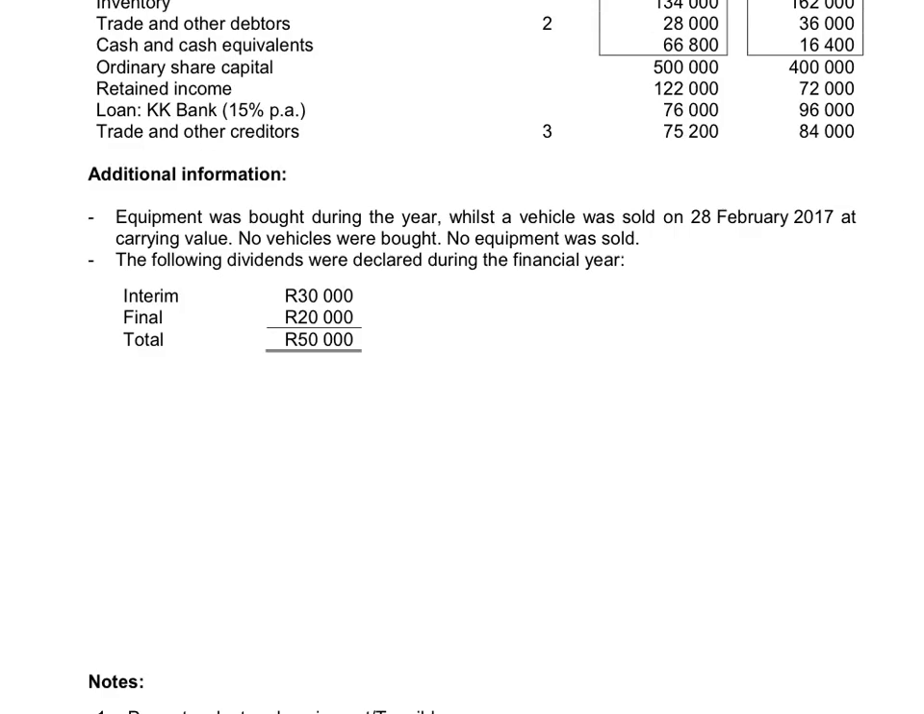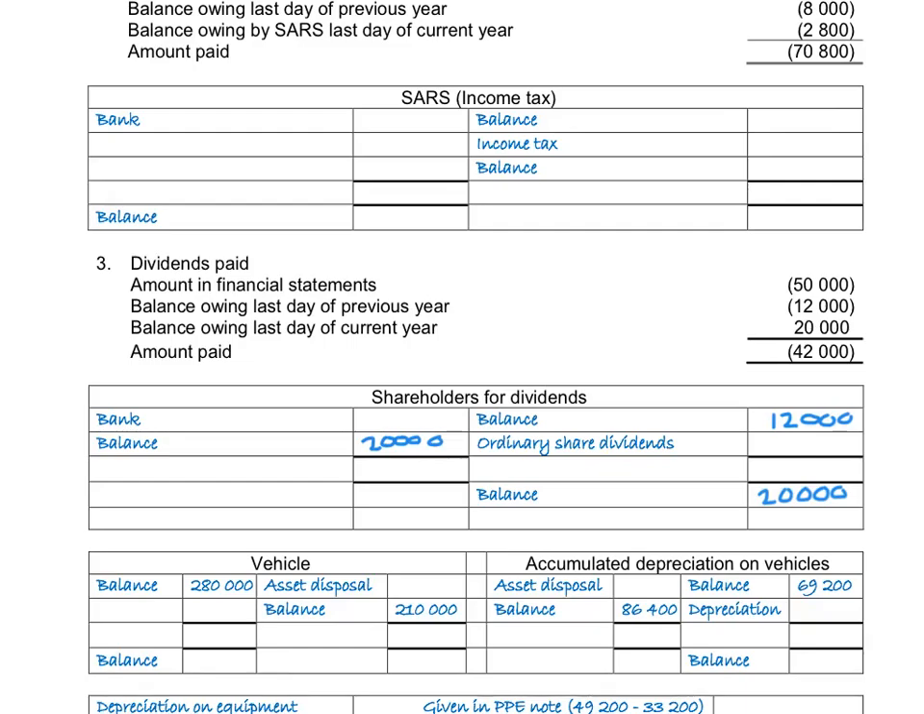In the information, they told us that we paid out a total of 50,000 that was declared during the current year. So this must be transferred to the shareholders for dividends account. And I will debit my ordinary share dividends account and credit the shareholders for dividends with the total amount that was declared in the current year. And that amount is 50,000 Rand.